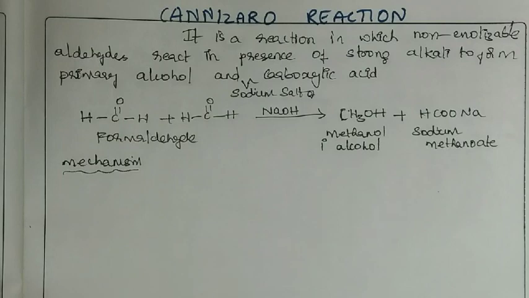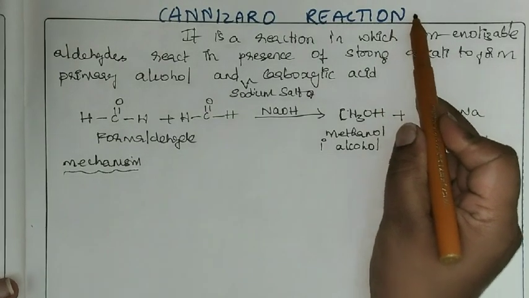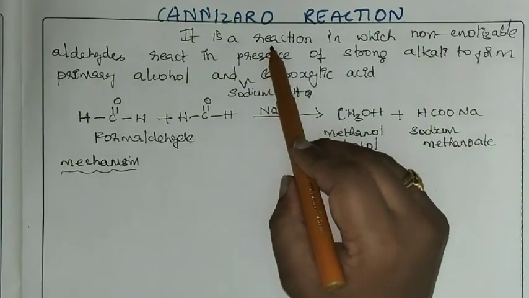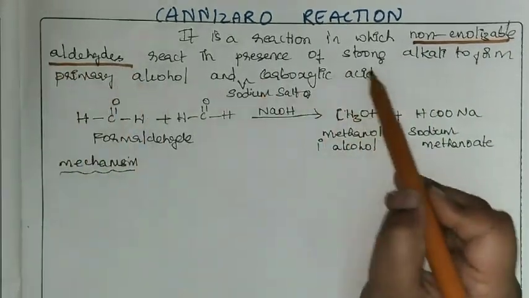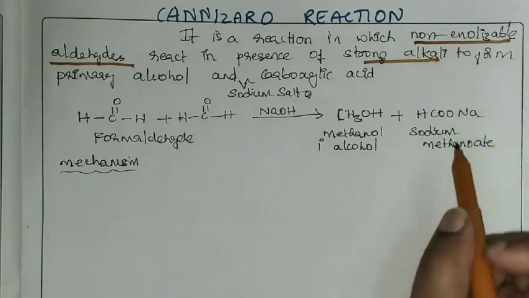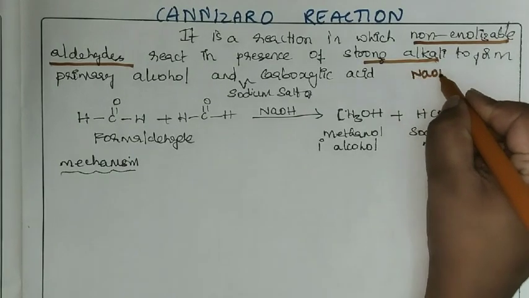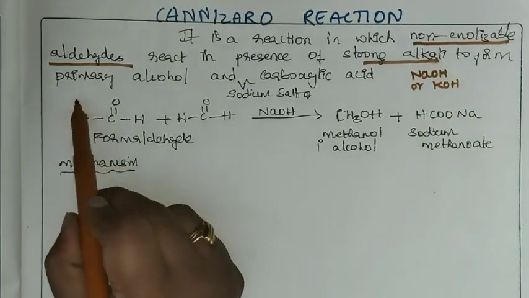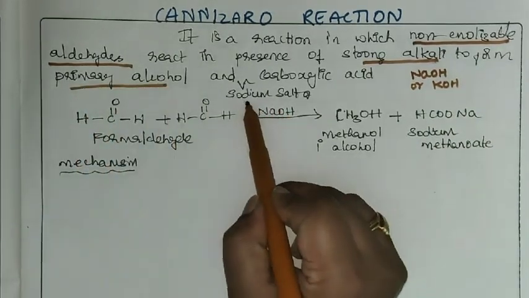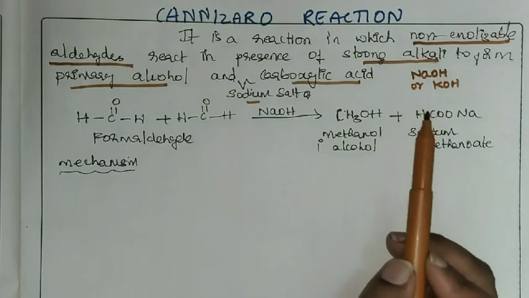Today I am going to explain about the Cannizzaro reaction. It is an organic reaction in which non-enolizable aldehydes react in the presence of a strong alkali like sodium hydroxide or potassium hydroxide to form a primary alcohol and the sodium salt of a carboxylic acid.